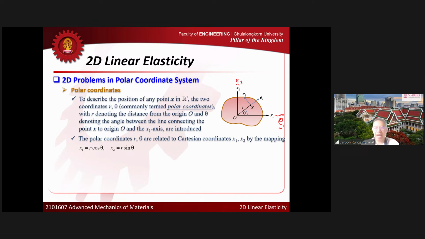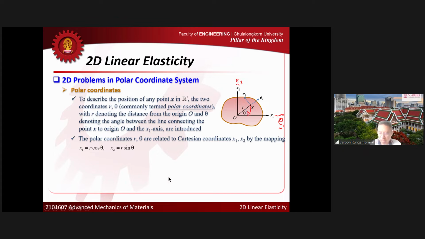x1 here is simply r cosine theta, x2 equal to r sine theta. So you can take a look at the triangle. You can form the right triangle like this. So you can see that x1 is simply the length of that side, and x2 is that one. So now we can use the identity that you learned before. So x1 is simply this, x2 equal to that.